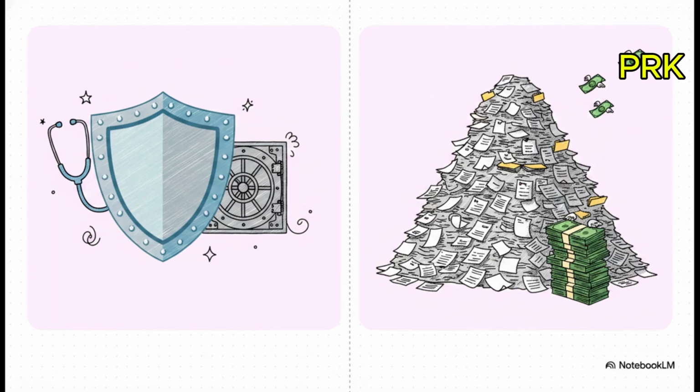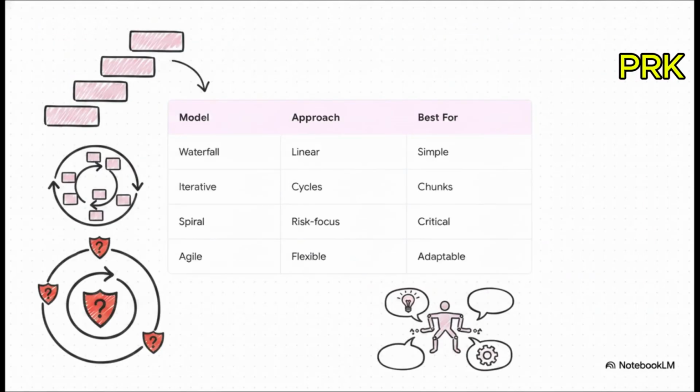The pros here are massive. Both are highly adaptable, and spiral is practically unmatched for risk management. If you are building mission-critical software, like a medical device or a back-end for a massive bank, spiral is absolutely your best friend. However, the drawbacks are that these models are complex and they can be quite costly to manage. You're going to need highly skilled risk analysts, and honestly, the documentation alone can become a total mountain of its own.